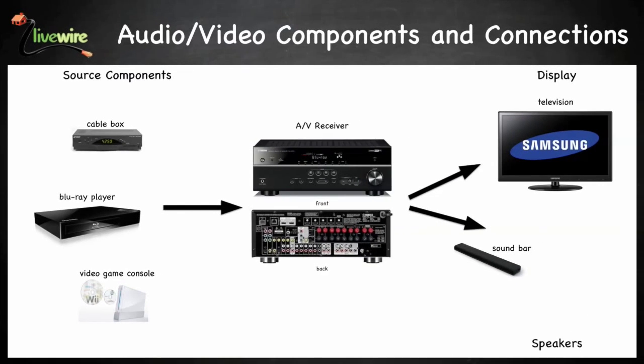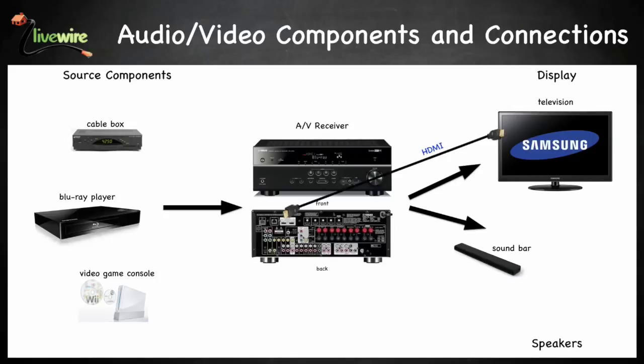Let's look at how you might set up a home theater system. Our example home theater system includes an AV receiver, an HD TV as the display, a Sonos playbar for the speaker, a cable box, a Blu-ray player, and a Nintendo Wii.